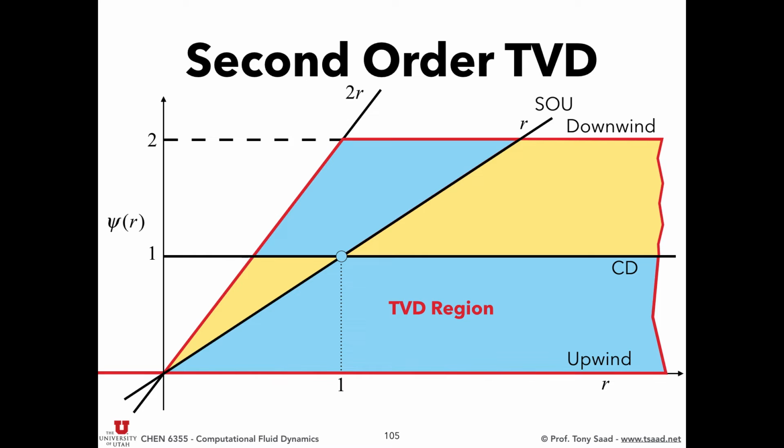This is it. We're just trying to fish for the region where we pick psi in such a way that we get total variation diminishing, which means monotonicity preserving, and second order. Okay? If you don't want to be second order, you have the entire plane to pick from, up to 2. But if you want to be second order, you want to be in this yellow region. And that's the second-order TVD region. That's the yellow region, okay?